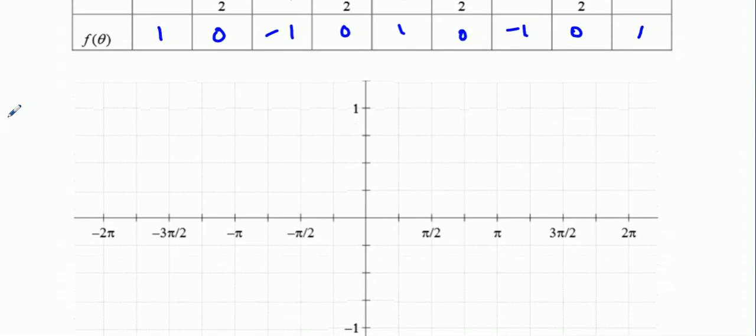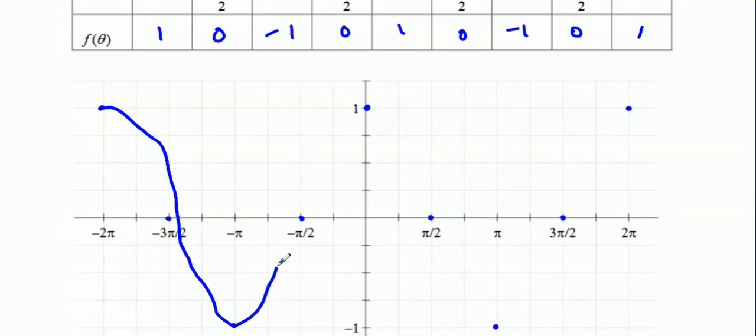Okay, so when we plot this, we start off here at 0, 1, and then pi by 2, 0, and then pi and negative 1, 3 pi by 2 and 0, and 2 pi is at 1. And if I go backwards, it's going to be here, here, negative 3 pi by 2 is 0, and negative 2 pi is 1. So again, I don't want to see any sharp points. It's smooth.